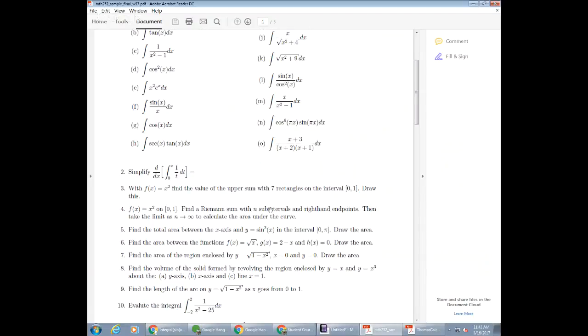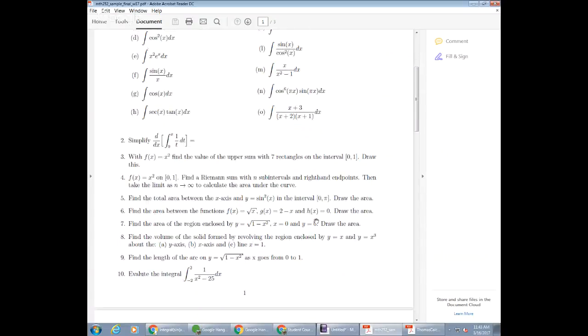All right, let's try another one. We've got enough time for one more. Shall we do an area, a Riemann sum, a volume? Riemann sum, okay. So here I have the Riemann sum of x squared. Should we do that one or something more complicated? That one's good, okay.